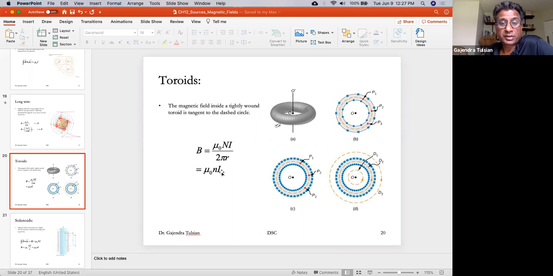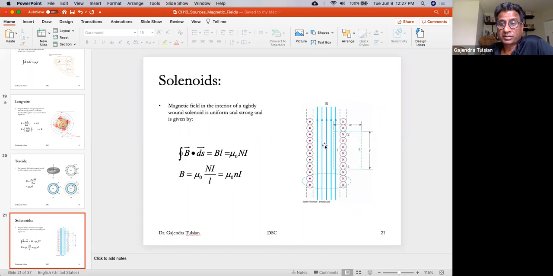It's related to the current. And the magnetic field around a straight solenoid is also given by mu naught n I. And again, the field inside a solenoid is large and outside is 0.